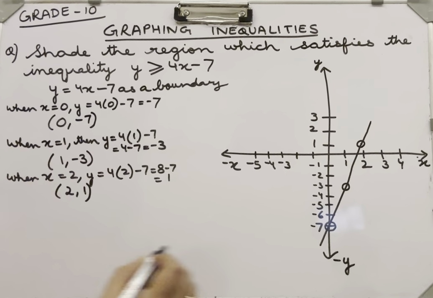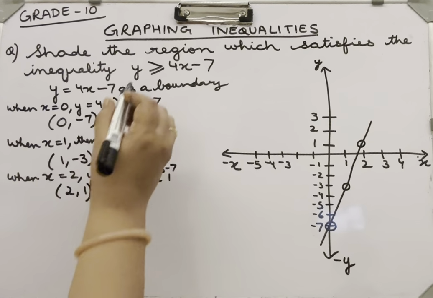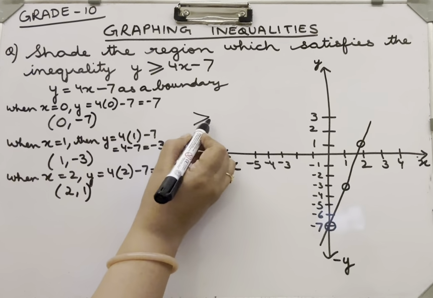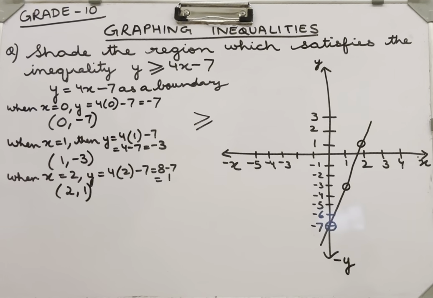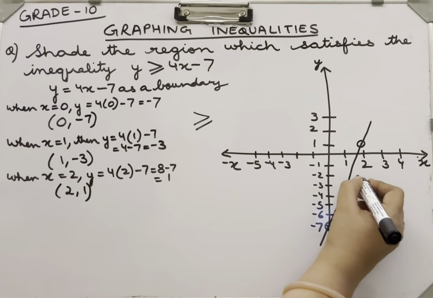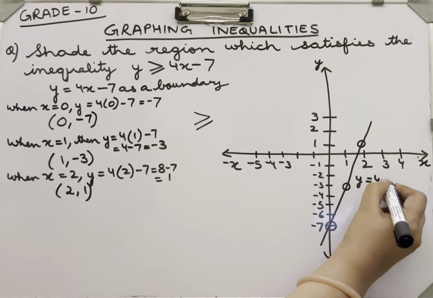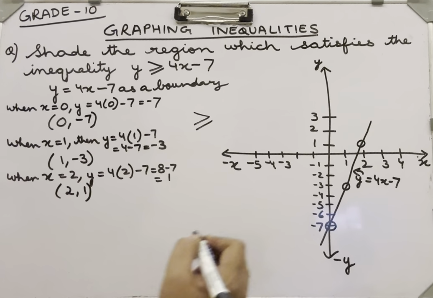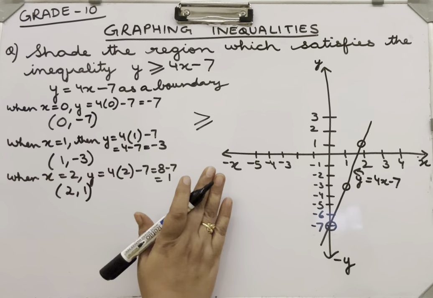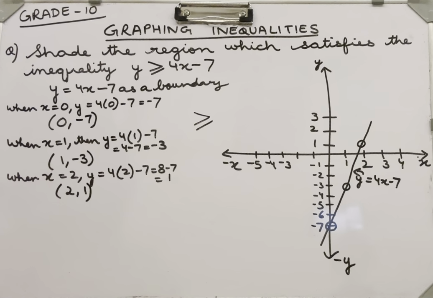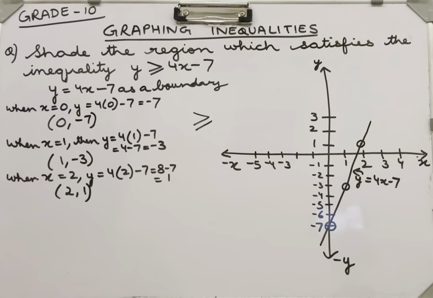Now, we notice that a solid line is drawn as the inequality contains the greater than or equal to sign. Had it been only the greater than sign, then a dashed line would have been drawn. Now this line represents y equals 4x minus 7. Now we have to determine which part of the region represents the inequality, whether it is the left hand side or the right hand side of the line. For this, we'll have to do a test.